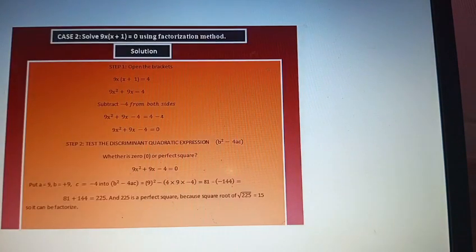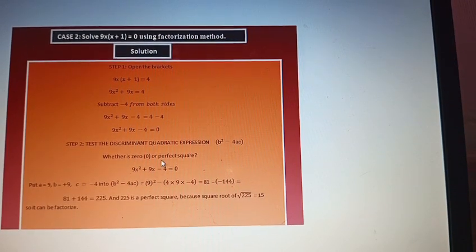Case 2. Solve 9s(s plus 1) equals 4 using the factorization method. Solution. Step 1, we have to open the bracket first. We now have 9s times s, which gives us 9s squared. 9s times plus 1 gives us plus 9s, equals 4.